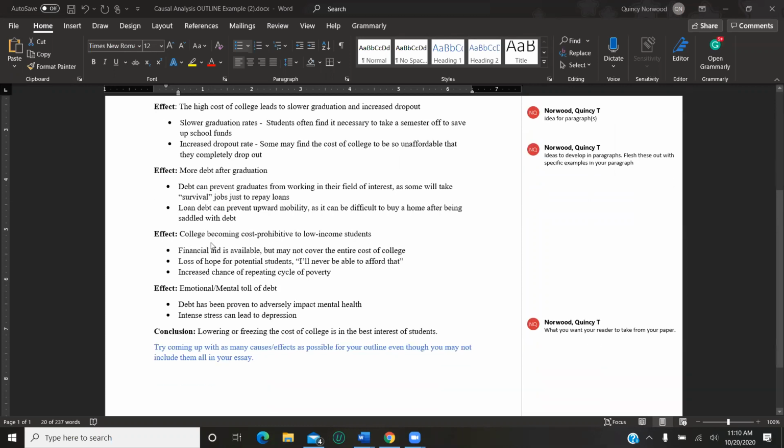All right. And now college can become cost prohibitive to low income students. Financial aid is available, but may not cover the entire cost of college. Loss of hope for potential students. You have some students who are gifted, some who have all the ability in the world, or who may not have done that well in high school but have the ability, but they're thinking, I'll never be able to afford college. So it's not even in the picture for me. Sometimes this would be an underlying effect: you can increase the chance of repeating the cycle of poverty as an effect of the cost of high tuition.